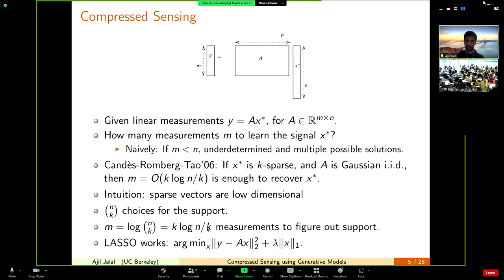And the algorithm for recovery would be simply Lasso, where you say that you optimize for your image x such that once you multiply x with the measurement matrix A, it's as close as possible to y in, say, L2 norm. And you also add a penalizer for the L1 norm of x to ensure that it is sparse. So if you run this with an appropriate choice of lambda, you will exactly recover X star using very few measurements.